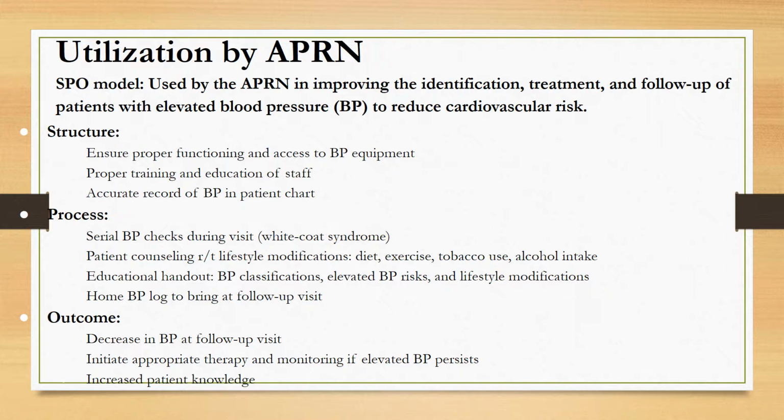Process measures would include implementing serial blood pressure checks in order to recognize white coat syndrome as a potential cause for elevated blood pressure, performing patient counseling related to lifestyle modifications that will lower blood pressure, such as heart-healthy diet, exercise, tobacco and alcohol cessation, providing educational handouts to send with patients that address the areas of counseling provided, as well as the associated risks with elevated blood pressure, and requesting that patients make a blood pressure log at home and bring this log with them to follow-up visits.